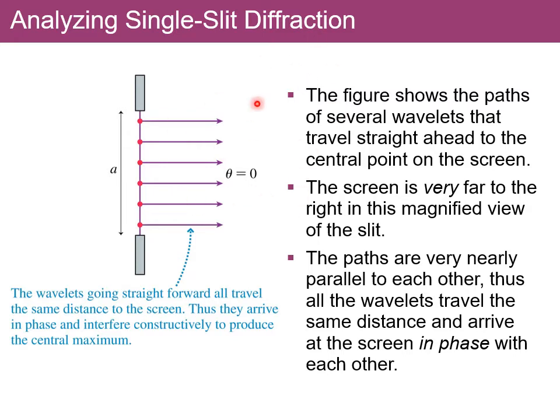The figure shows the path of several wavelets that travel ahead to the central point on the screen. The screen is so very far to the right in this magnified view of the slit that the paths are very nearly parallel to each other. Thus, all the wavelets travel the same distance and arrive at the screen in phase with each other, leading to constructive interference at the center of the viewing screen opposite the slit.